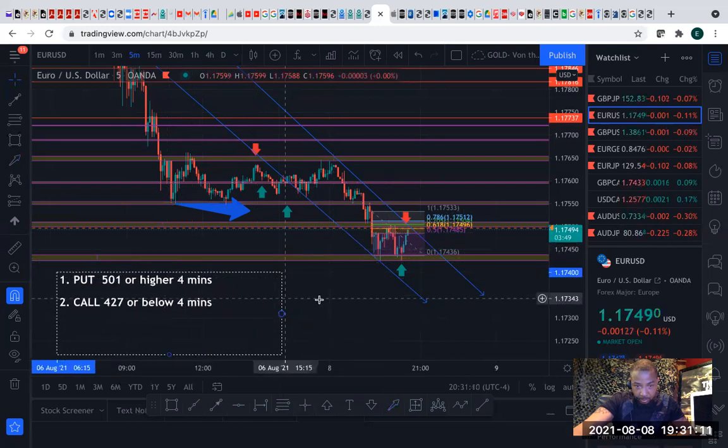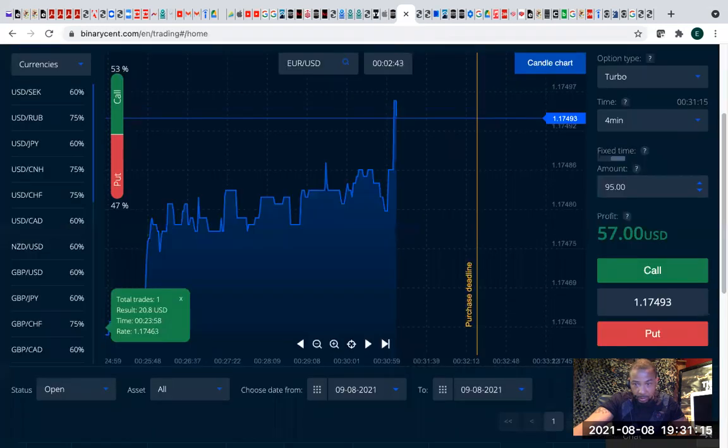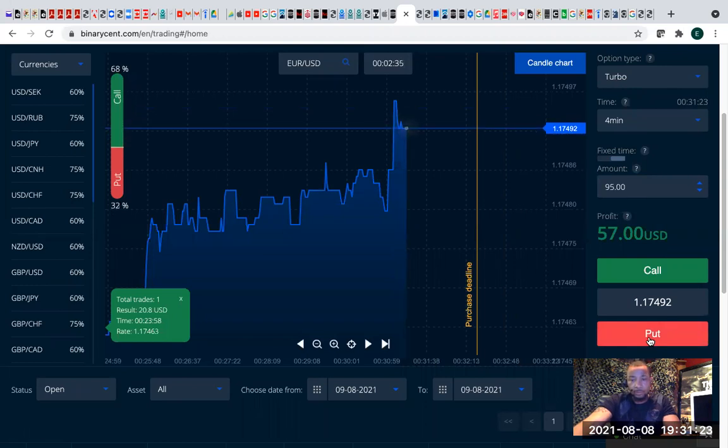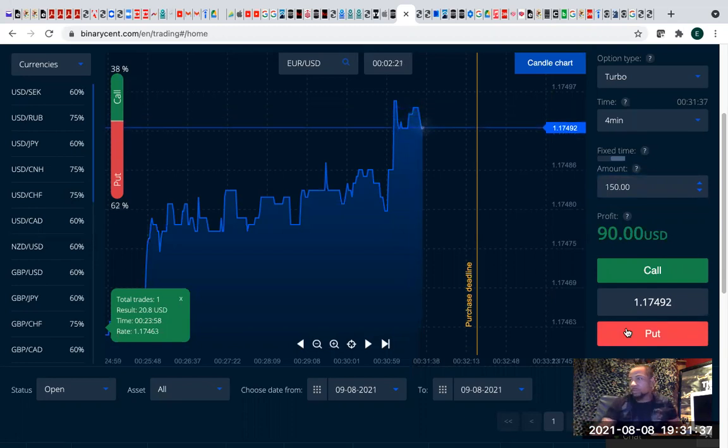Get that out of my way. I want to move this arrow. It's at 497. Don't want to miss the entry. I also do 4 minute trades. Waiting for 497. I'm sorry, 501 or higher. I said 497. Let's go. Come on, 501.